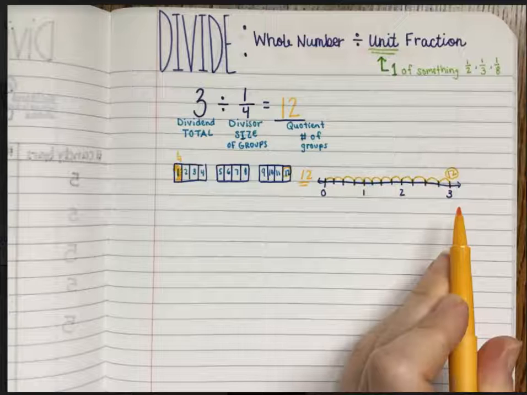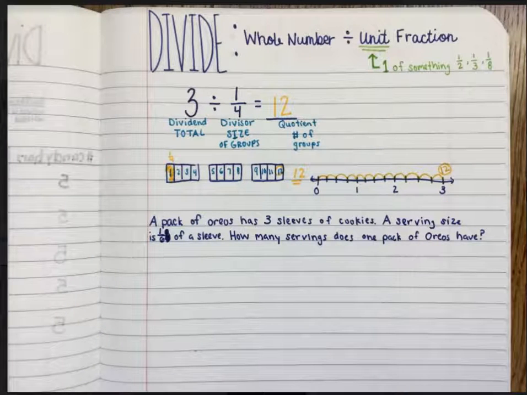So you're going to see this mostly in context, which means that you're going to see it in word problems. So now let's take a look at a word problem where we might be dividing a whole number by a fraction. So here's my first example. It says a pack of Oreos has 3 sleeves of cookies. And if you eat Oreos, you know what I mean.